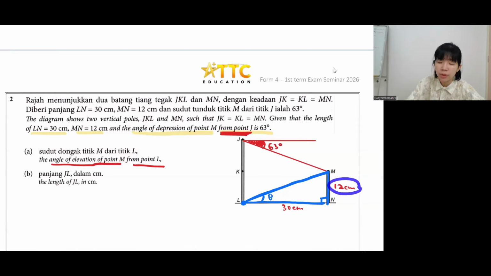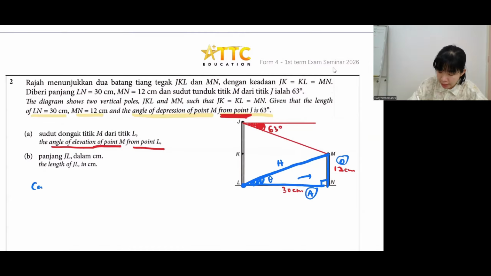It has 12 cm and 30 cm. So we use sine, cos, or tangent. Okay, you label the opposite of the angle. This is O. This is H. This is A. So what do you think? Among the 3 sides, we have to choose 2. So we choose the 2 with information. So 12 cm, we choose O. 30 cm, we choose A. OA is tangent.